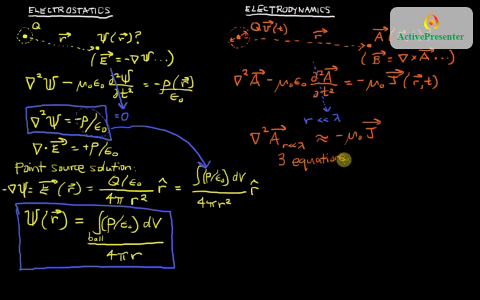Let's write them in x, y, and z. So one of them, here's the x component of the left-hand side, and we are saying now that that's equal to negative mu naught times the x component of the current density. There's also an A_y and an A_z equation, with j_y, j_z, and everything else stays the same. So I've got three equations.